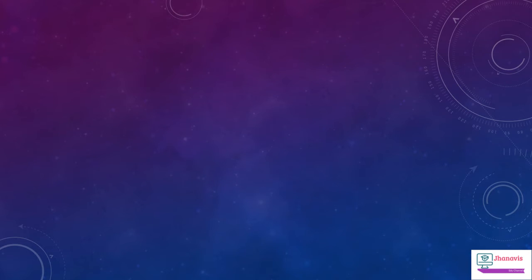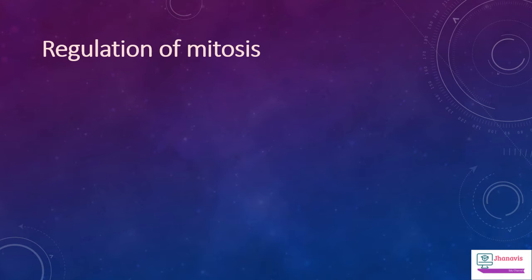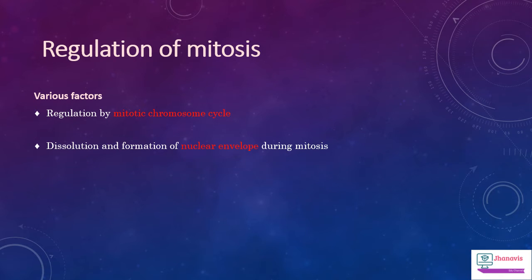In the earlier slides, we have talked about mitosis and the stages which are involved in mitosis. But now we will speak about the regulation of mitosis by various factors. There are 3 important factors which will affect the mitosis. One is regulation by mitotic chromosome cycle. Second is dissolution and formation of nuclear envelope during mitosis. Third is role of cytoskeleton in mitosis. We will explain each of these in different slides.